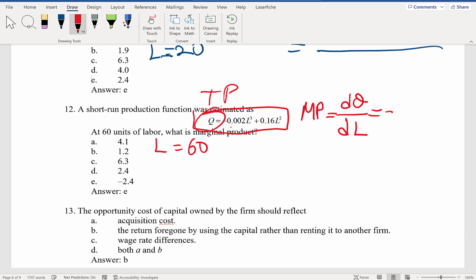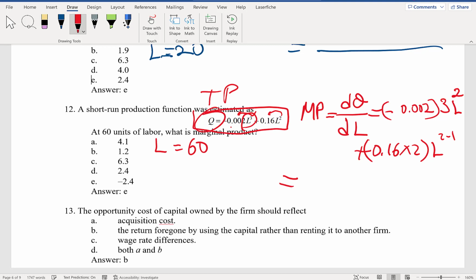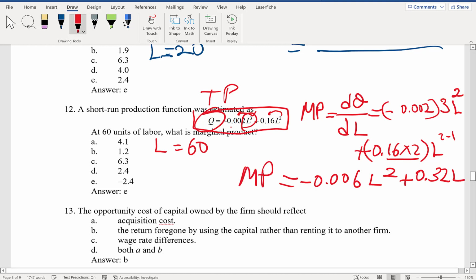So it's negative 0.002, this third power comes up front times 3L raised to the power, lowering the power from 3 to 2, right? Plus 0.16 times the second power comes up front, 2, labor raised to the power 2 minus 1, 1. So let's rewrite this: negative 0.006 labor raised to the power 2 plus 0.32 L. We are not done. We are just going to plug in 60 whenever we see labor.